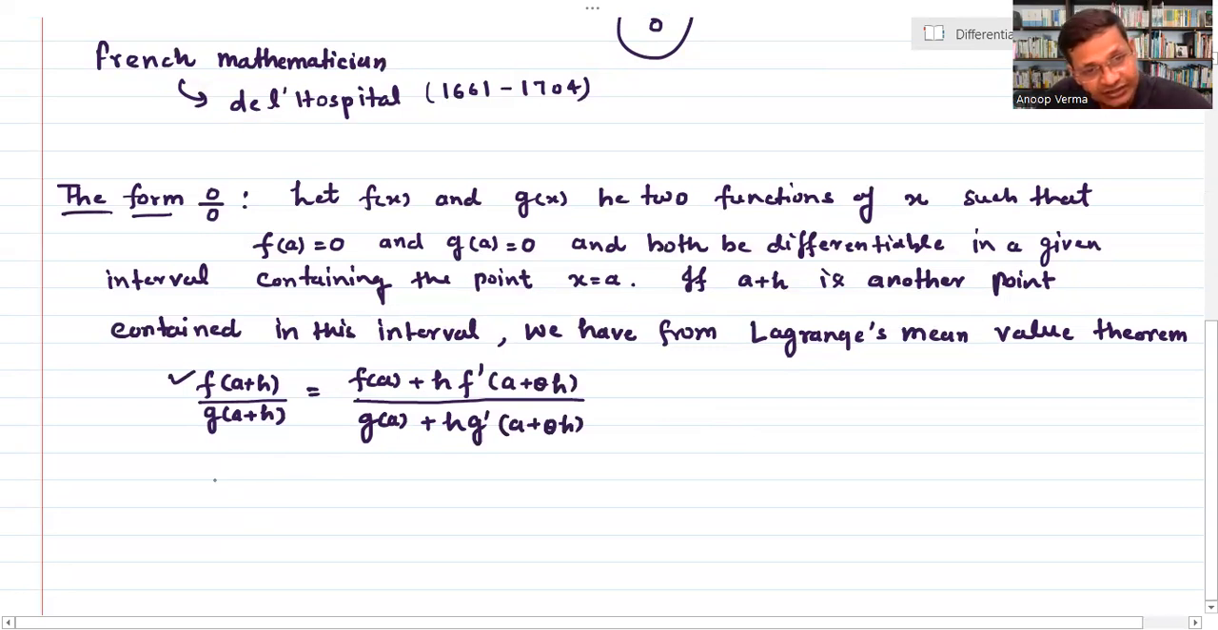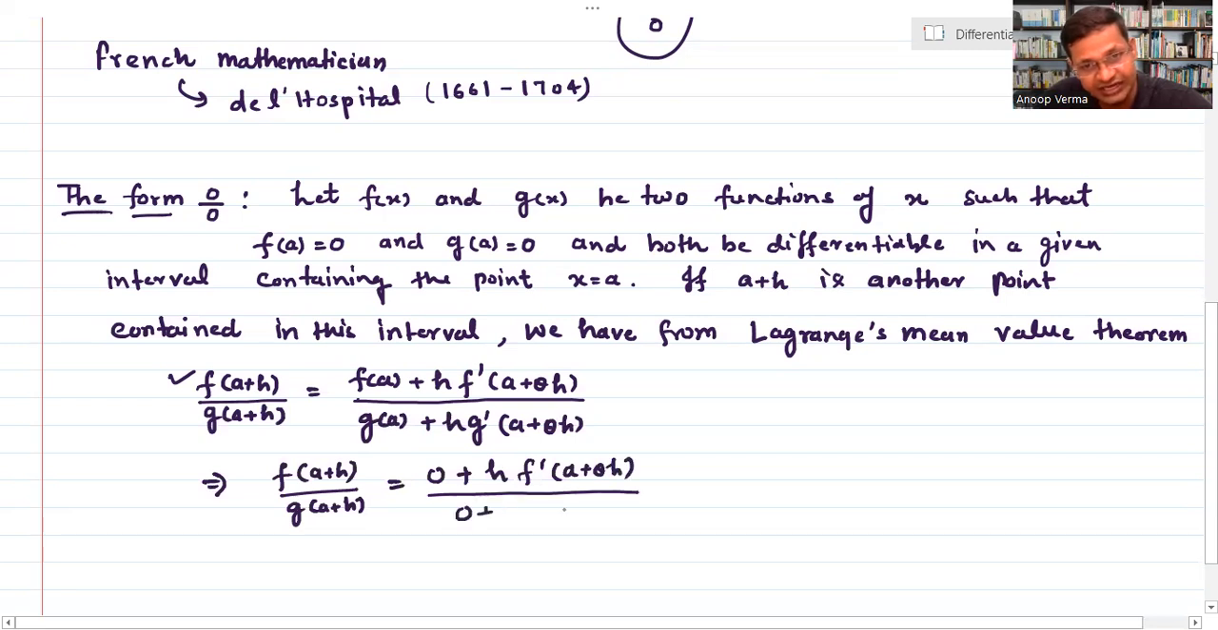This implies we get f of a plus h divided by g of a plus h is just equal to 0 plus h f dash of a plus theta h, divided by 0 plus h g dash of a plus theta h. Okay, and you cancel this h with it. So you will get simply f dash of a plus theta h divided by g dash of a plus theta h.